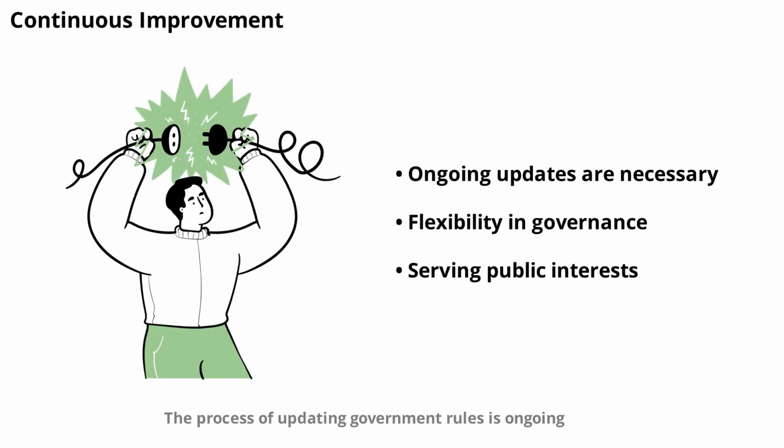The process of updating government rules is ongoing. As society continues to change, new needs and challenges will emerge. Governments must remain flexible and responsive, ready to update rules as necessary. Continuous improvement ensures that regulations stay relevant and effective, serving the best interests of the public.